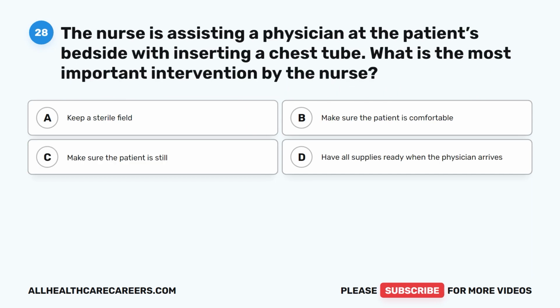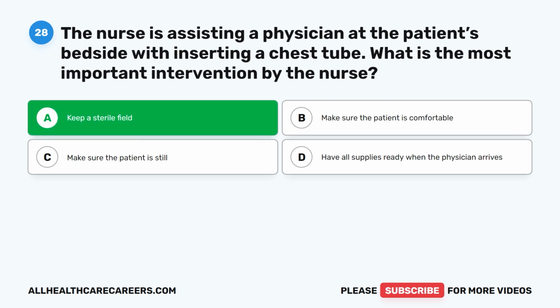Question 28. The nurse is assisting a physician at the patient's bedside with inserting a chest tube. What is the most important intervention by the nurse? A. Keep a sterile field. B. Make sure the patient is comfortable. C. Make sure the patient is still. D. Have all supplies ready when the physician arrives. The correct answer is A.